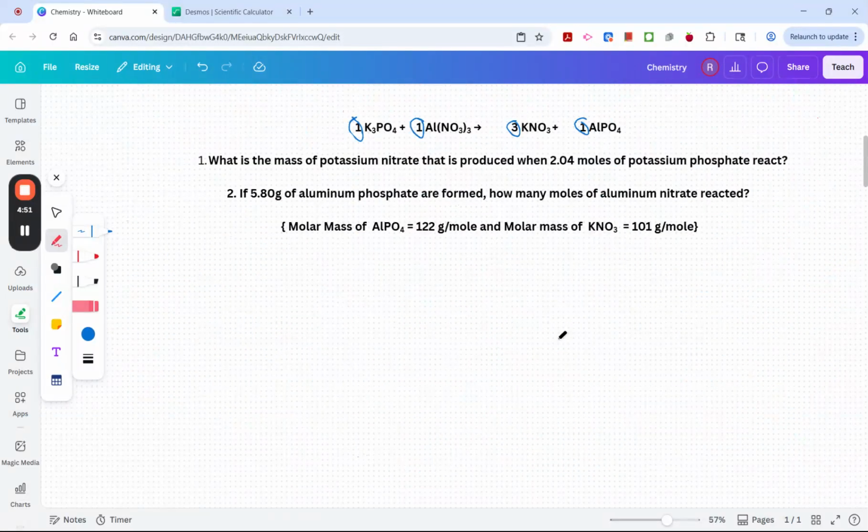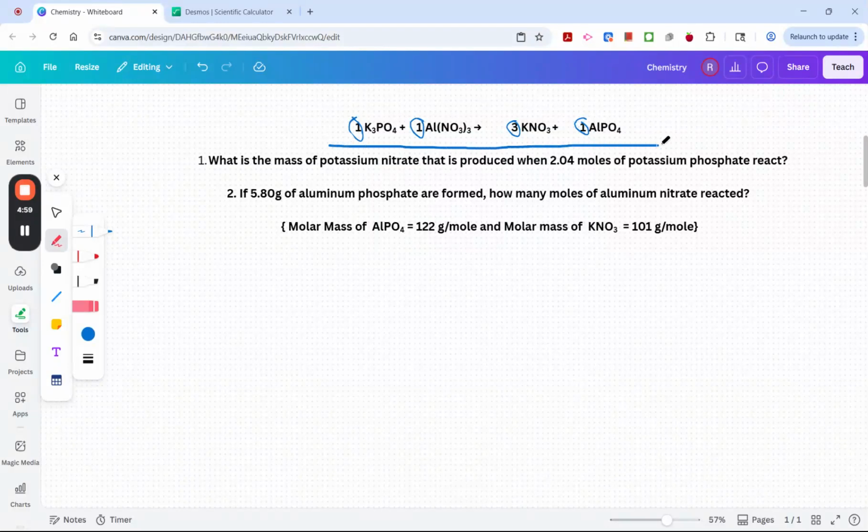Let's go to the next part, which is already ready here. I'm going to show you 2 parts. One chemical reaction. You can see I've already circled the moles. 1 mole of potassium phosphate combines with 1 mole of aluminum nitrate, forms 3 moles of potassium nitrate and 1 mole of aluminum phosphate. If there is no number, it means it's a 1. So be very careful.